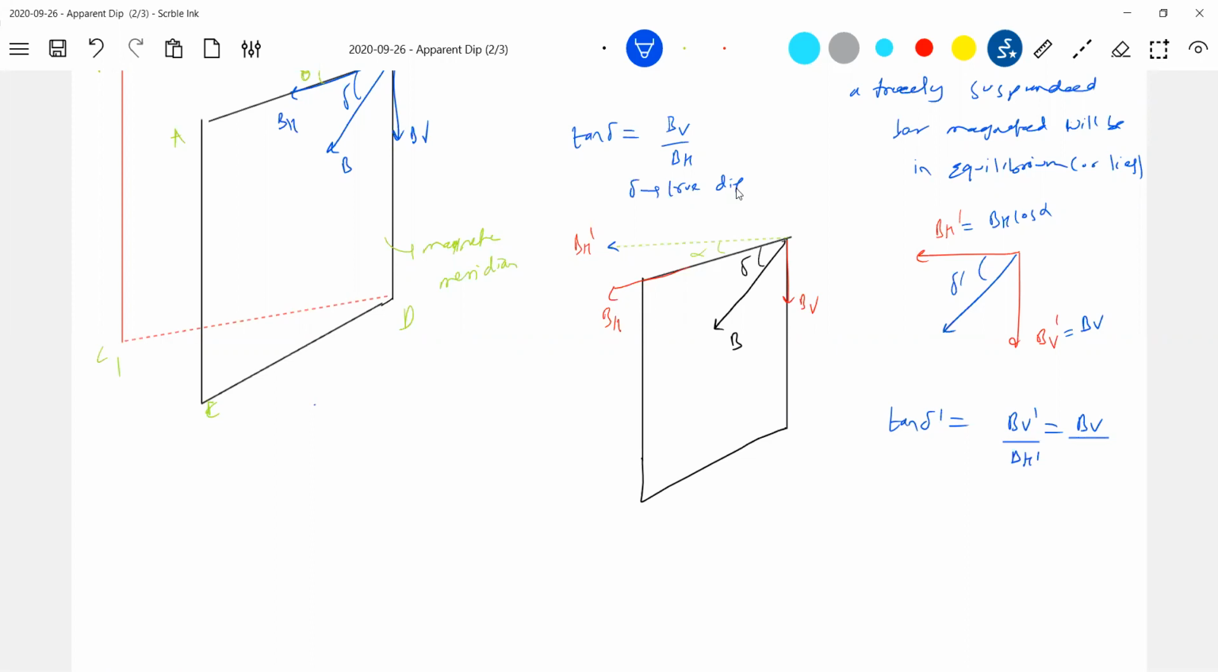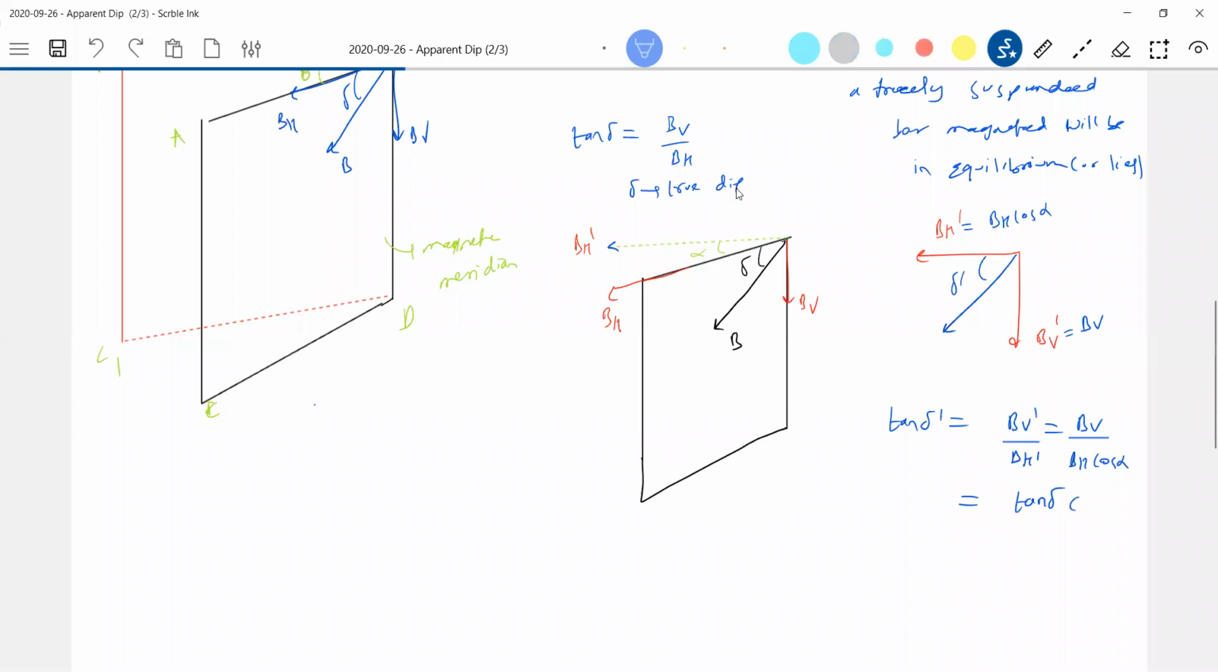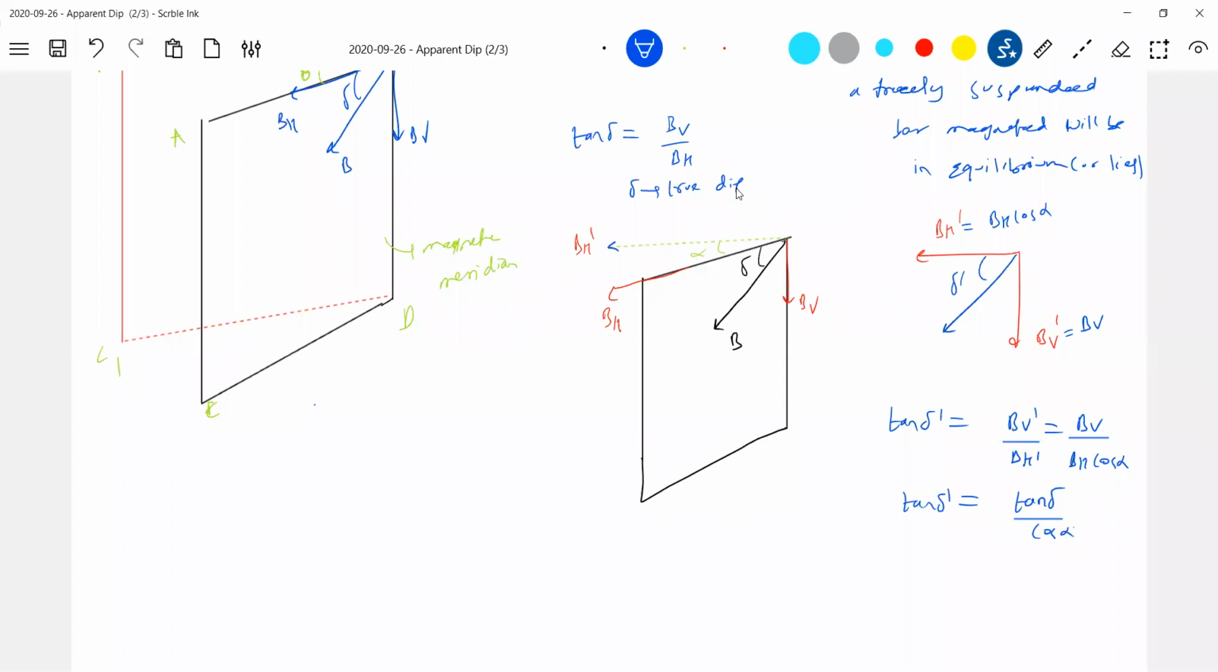This is BV, over BH cos alpha. So what is BV by BH? BV by BH will be tan delta, over cos alpha, and this is tan delta dash. So if I write in terms of cot, cot delta dash is equal to cot delta cos alpha. Now what I do is, with the dip circle, I'll rotate by an angle, how much? Exactly 90 degrees.